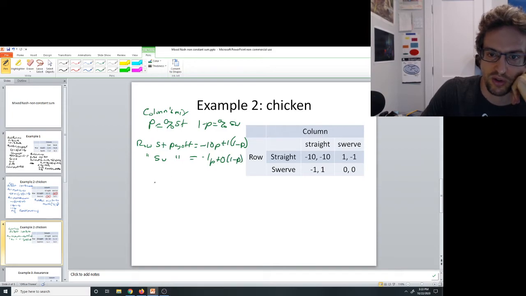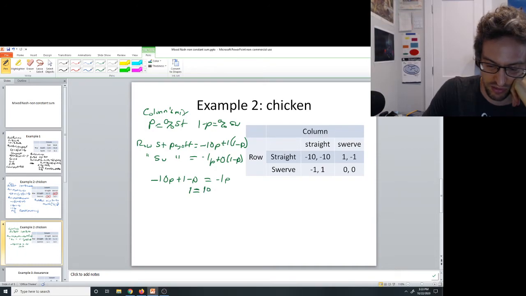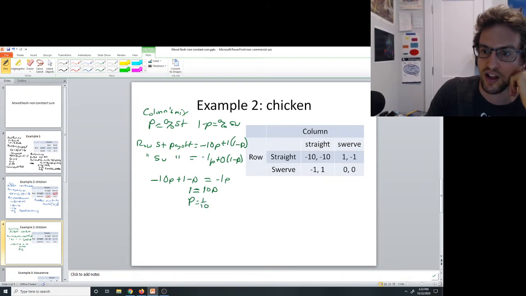So we set those two equal to each other again. I've got -10P plus 1 minus P is equal to -1P. This is 1 equals 10P. No, not 10P. Yes, 10P. What am I doing? 10P. So P is 1/10. Okay, so this is way down, and that's smart. Row is going to play straight, and row and column are both going to play straight way less, right? Because that outcome is so bad. That makes logical sense. But here's what's interesting.